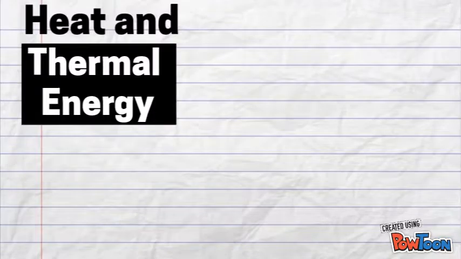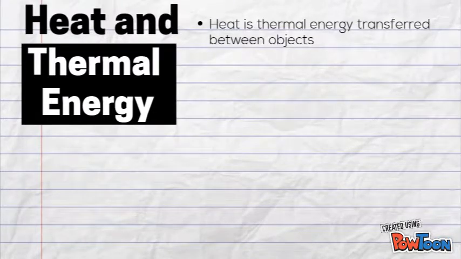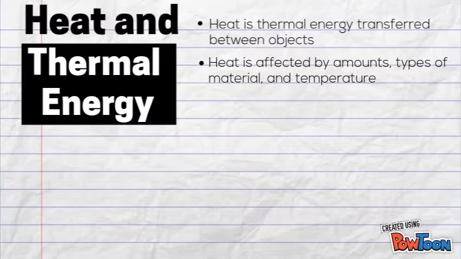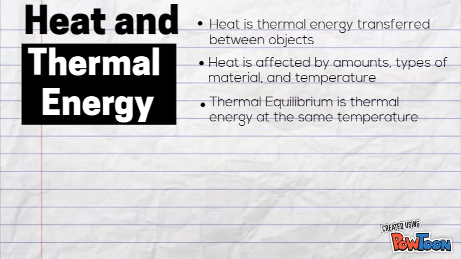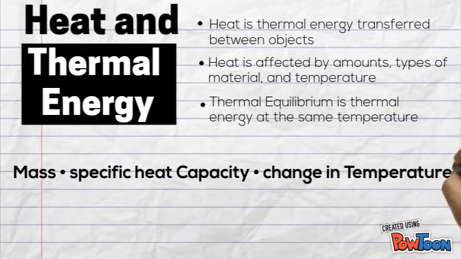We're going to talk about heat and thermal energy. Heat is thermal energy that is transferred between objects. Heat, which is measured in Q, is affected by amount, temperature, and type of substance. Thermal equilibrium states that two objects of thermal energy are in equilibrium with each other at the same temperature. Therefore, we have the equation heat equals mass times capacity times change in temperature.